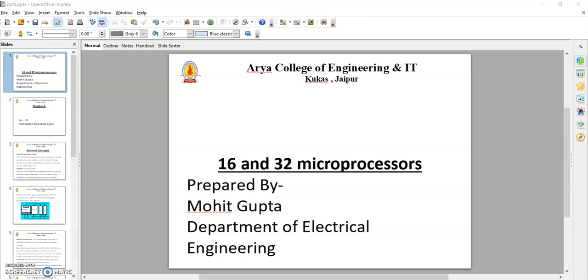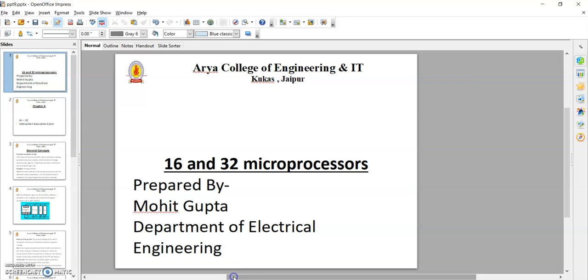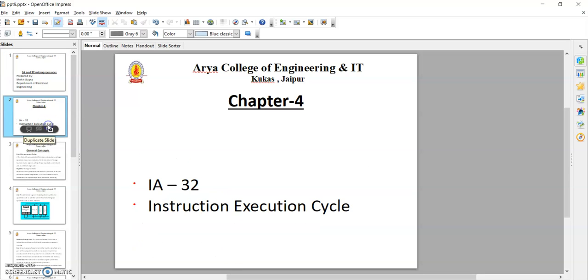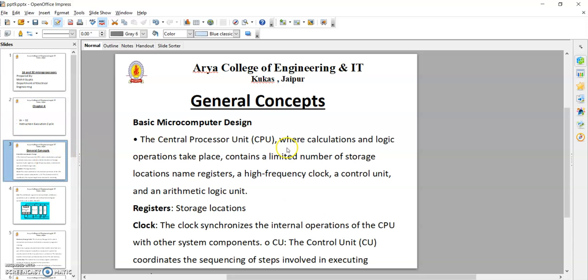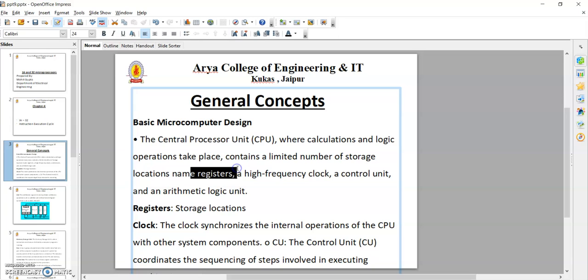So we are going to begin the second topic of chapter 4, that is the general concepts of the instruction execution cycle. If we talk about the basic microcomputer design, the central processing unit, the CPU, which is responsible for the calculation and the logic operations, takes place, and it also contains a limited number of storage locations. These are named registers, a high frequency clock, a control unit, and an arithmetic and logical unit.